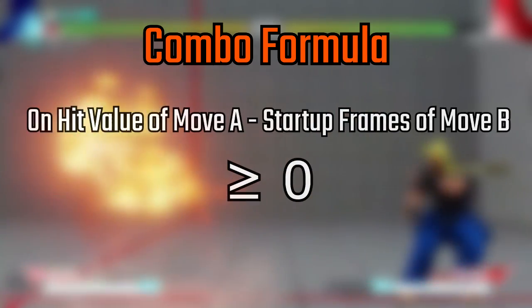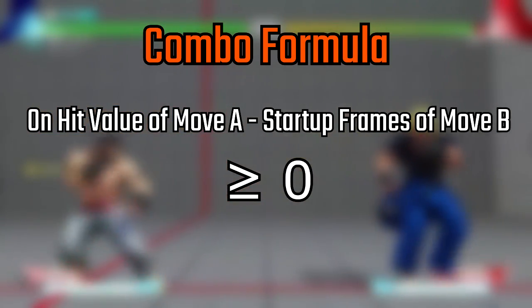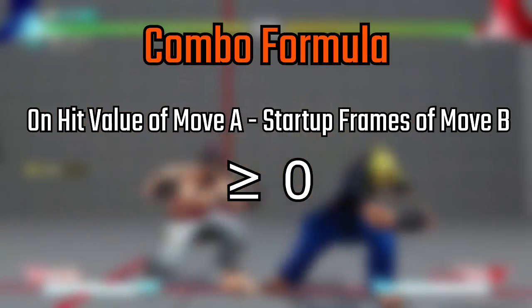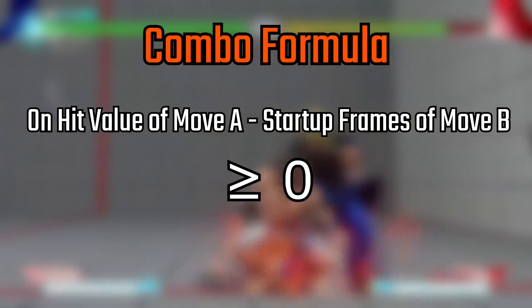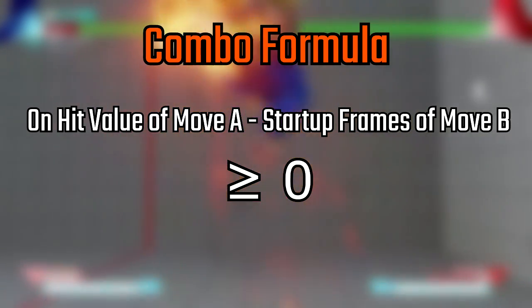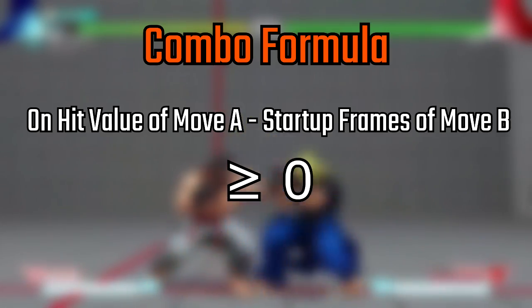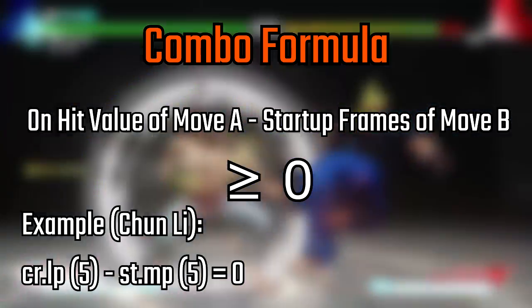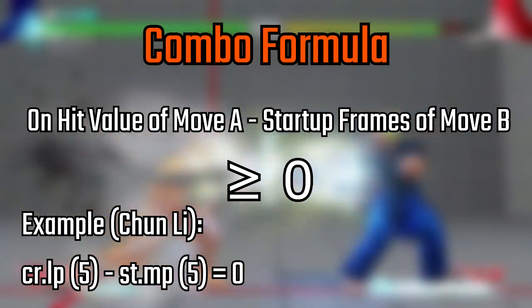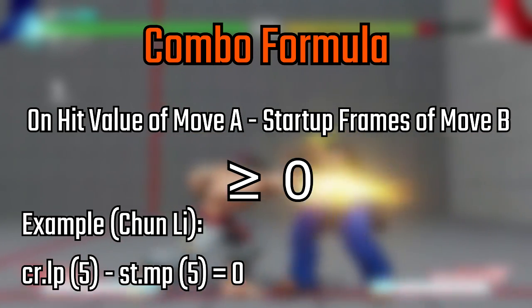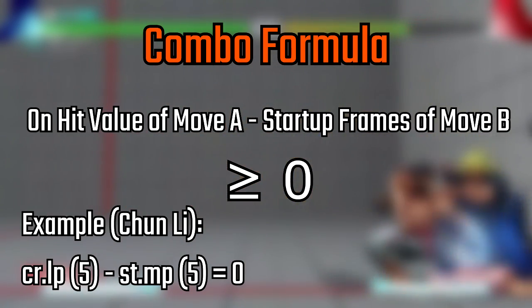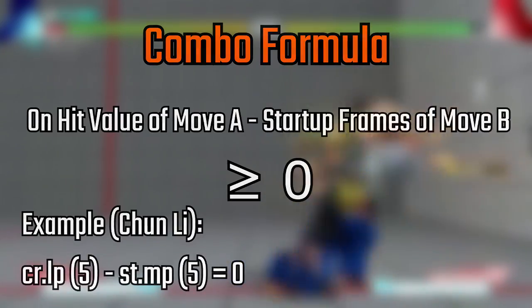Before I end this tutorial, I want to give you guys 2 simple formulas that you can use to determine whether 2 moves combo and if a certain move punishes another one. For combos, we take the on-hit value of move A minus the startup frames of move B. If the result equals or is greater than 0, then that's a combo. For example, Chun-Li's crouching light punch is +5 on hit. We now subtract the startup of her standing medium punch, which is 5, and the result is 0. So this is a combo.